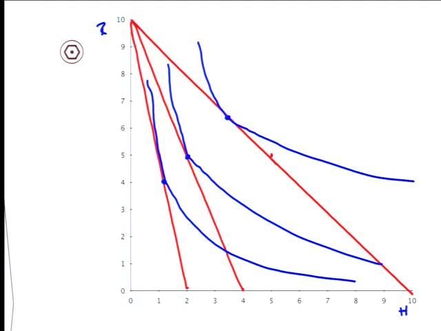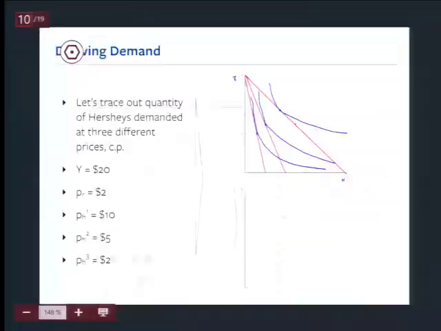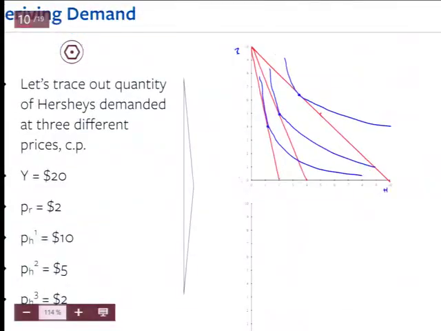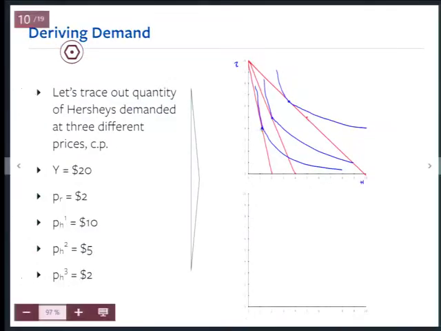All right, so what do we have now? Let's look at our nice, beautiful graph here. What I have here is 3 budget constraints. The one closest to the origin is the one where Hershey's are really expensive. They're $10 a bag. The second one is where Hershey's are $5 a bag. And the third one is where Hershey's are relatively cheap at $2 a bag. What I have is for each of these prices, I now know what my optimal consumption bundle is, right? When Hershey's are really expensive, I'm consuming this bundle. When Hershey's are $5, I'm consuming this bundle. And when Hershey's are $2, I'm consuming this bundle.